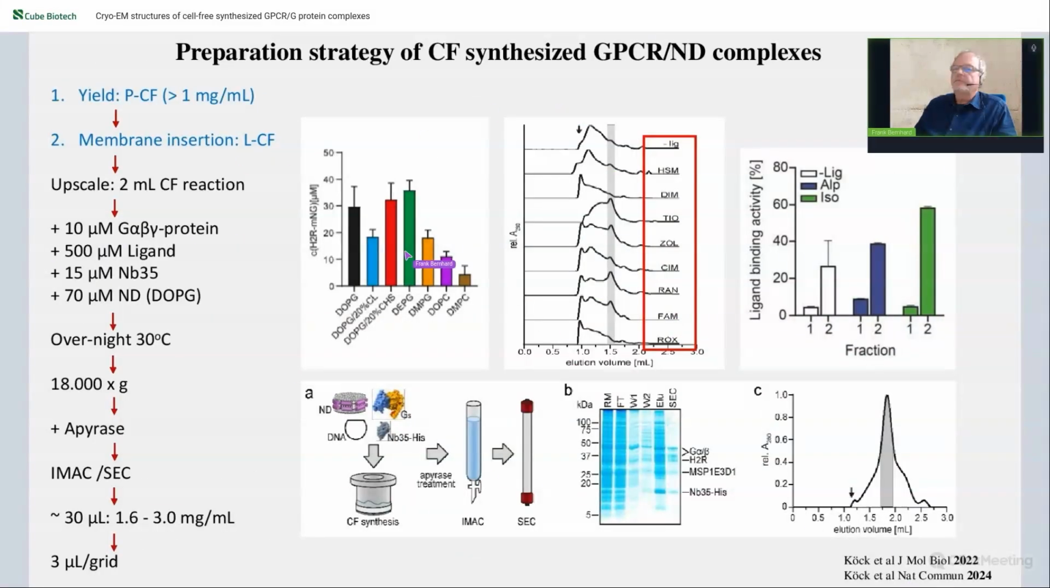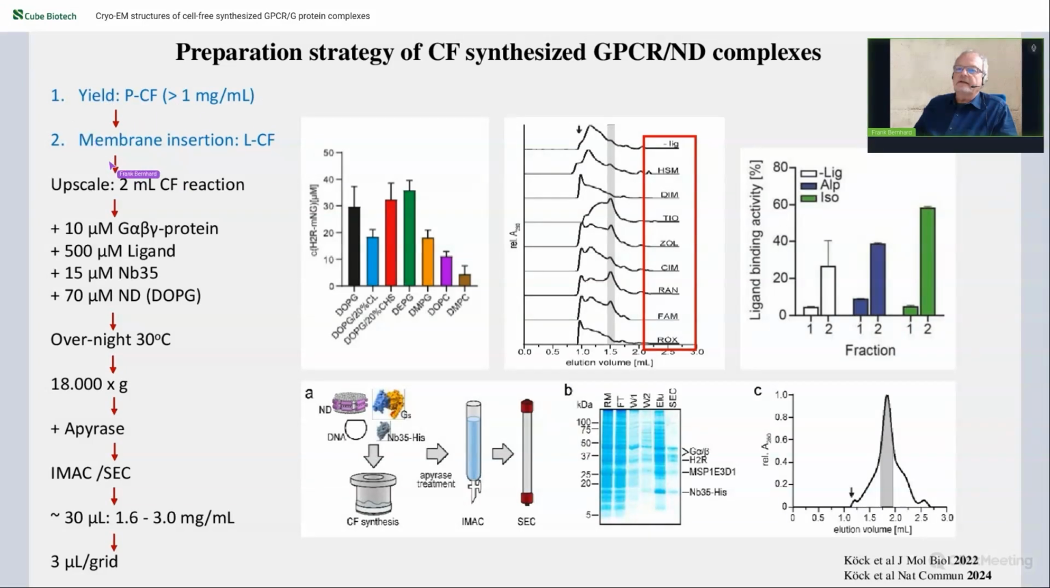So this is a general preparation strategy for Cryo-EM samples. We have 2 milestones to achieve. First, the yield. This we optimize in the PCF mode, and our benchmark is to achieve about 1 milligram per milliliter of expression. If you have a good working system, like the E. coli system, you achieve this quite fast, maybe in a couple of weeks.